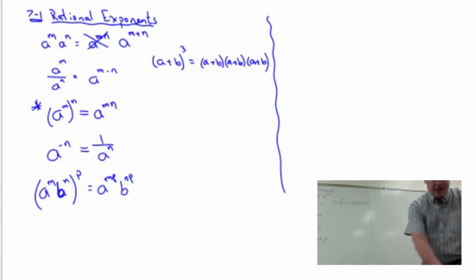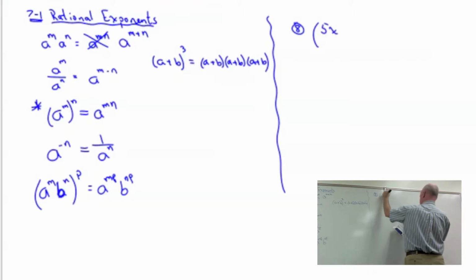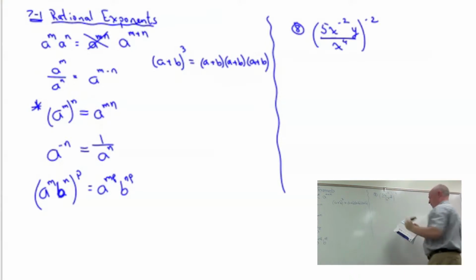Okay, so when we're working with rational exponents, we have to remember the laws of exponents. And they do not change because the exponential expression looks different. For instance, let's do a little review. This is number 8. We should be able to go through these rather quickly. 5x to the negative 2, y over x to the 4th, raised to the negative 2. Remember these way back when? And you all complained and whined about them, and now they're back.